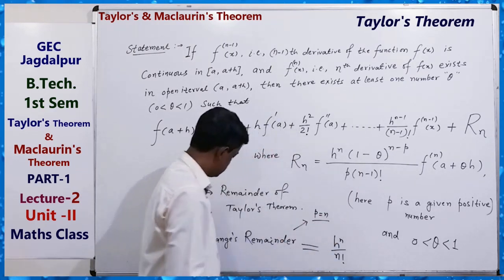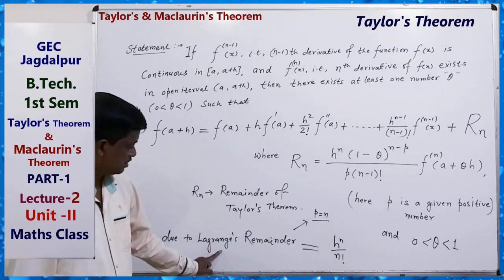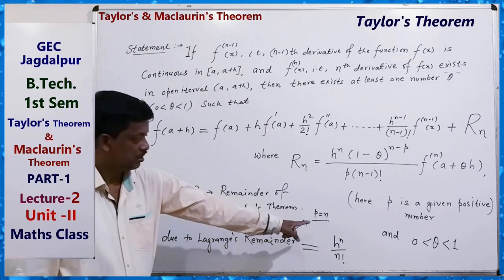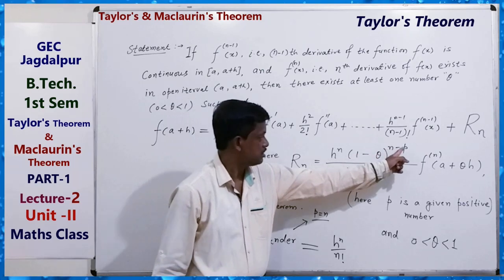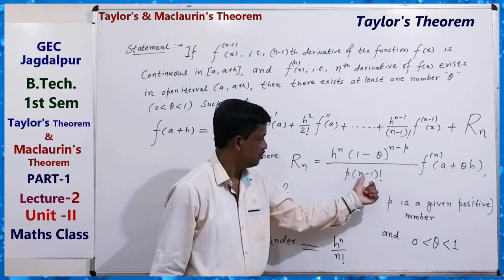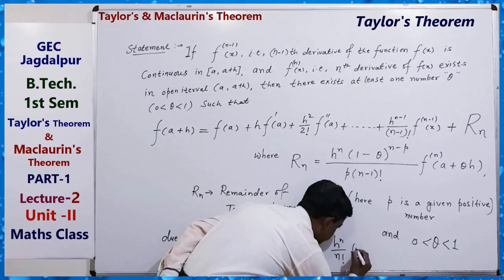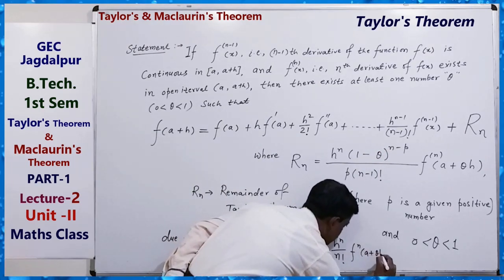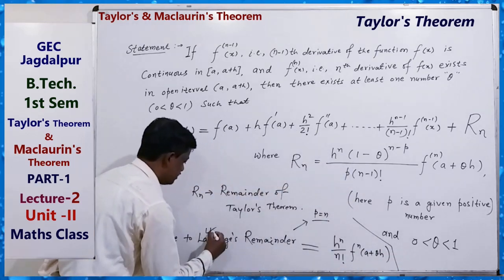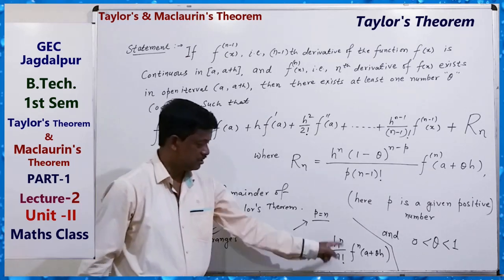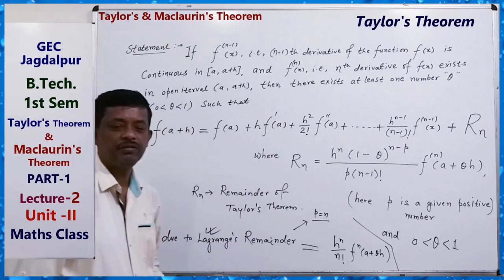This Lagrange's remainder. Due to Lagrange's remainder, here take p equals to n. Then with p equals n, (n minus n0) this is 1, so we get h to the power n by n factorial, f^n(a plus theta h). Okay, so this is Lagrange's remainder. We will use this remainder for solving questions. So this is the statement of Taylor's theorem.